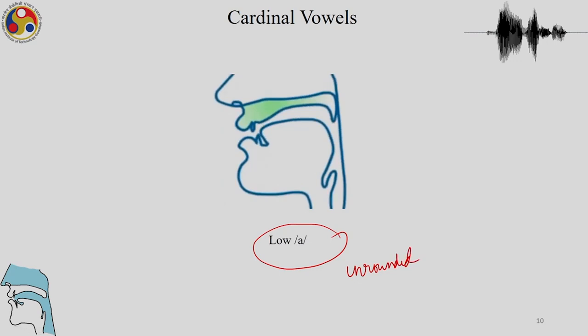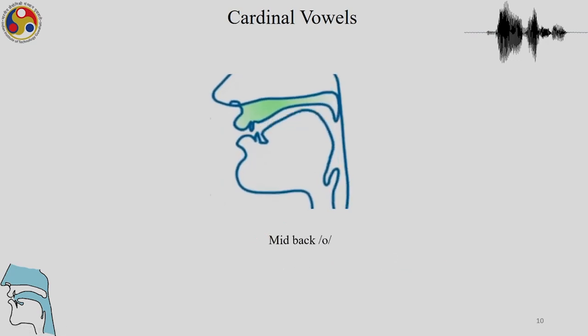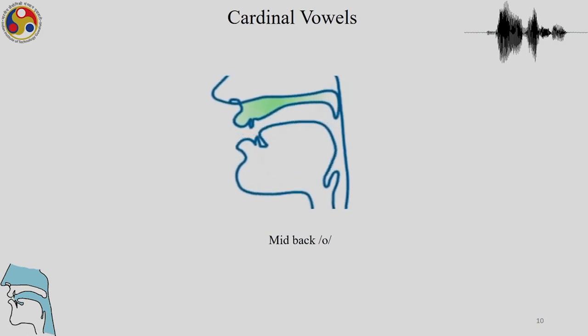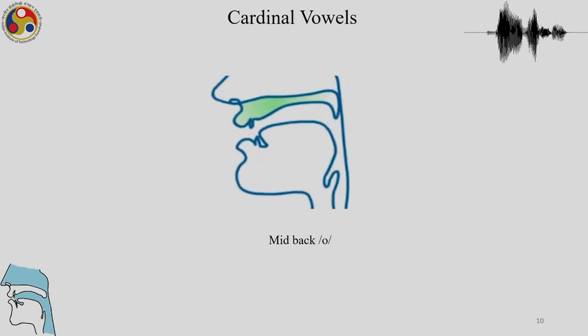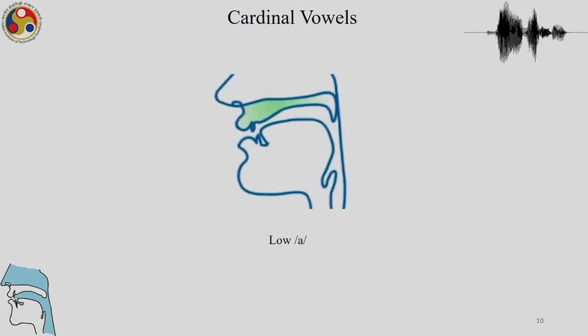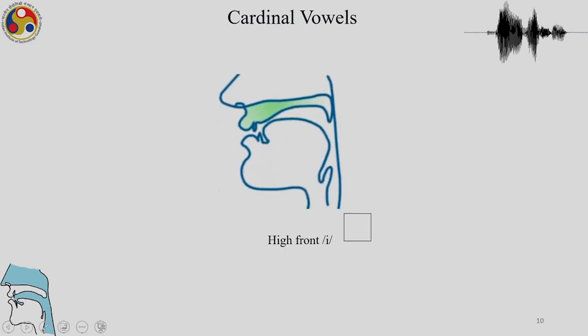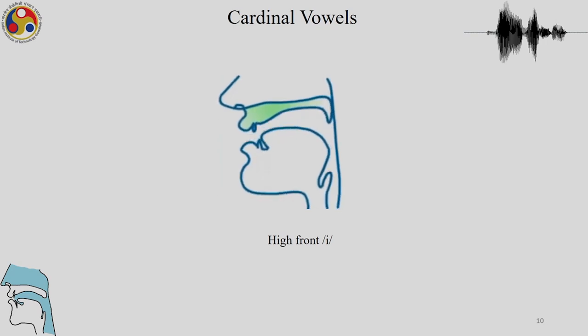Now let's see the other cardinal vowels. So this is the mid back O. Again, you see the tongue moves up, but it is the back cavity where it's moving up, and it is not as high as the E. As you can see, the E goes very close towards the front of the mouth, and that's why it's a very high vowel, because of the movement of the tongue towards a very high position.